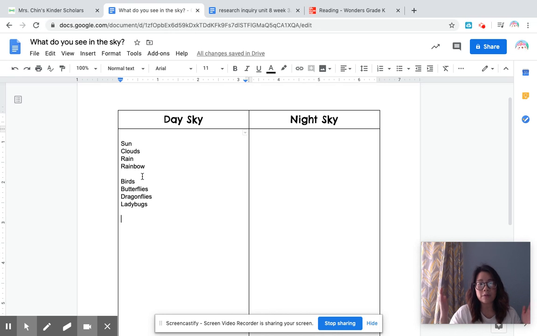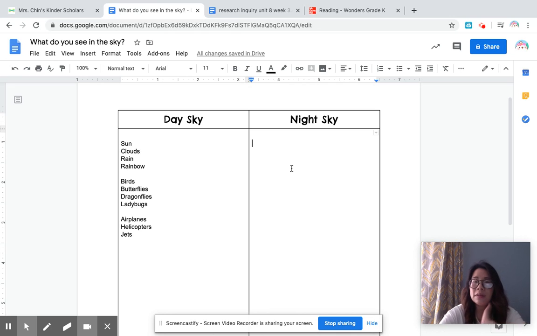Okay. Now, when we think about some other things that we can see in the day sky, there are different types of transportation that will fly through the sky. So we talked about how we can see airplanes or helicopters or even some jets, okay? So here is a nice list of things that we can see in the day sky. And you can use some of these ideas, my friends, when you do your research and inquiry today.